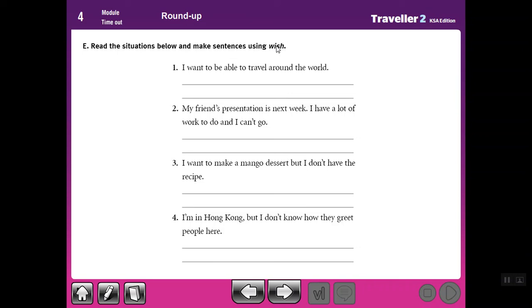Verb 2. I wish I played. I wish I had. I wish I went. I wish I studied. Okay? But when I talk about regret or something which I couldn't do or can't do, I use wish and could.